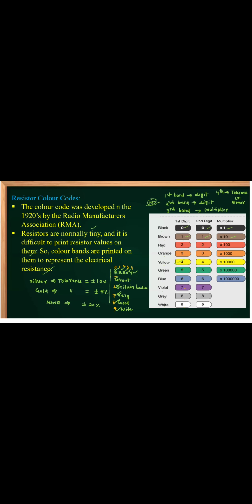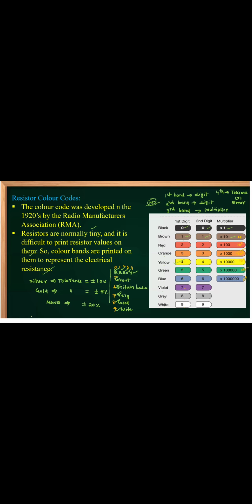What is that color, friends? Orange. What is the orange multiplier? How to remember this one? 1, 10, 100. Sorry, 1, 10, 10 square, 10 cube. How to remember? This is 10, this is 10 square, 10 cube, 10 power 4, 10 power 5, 10 power 6. Like this you have to remember.